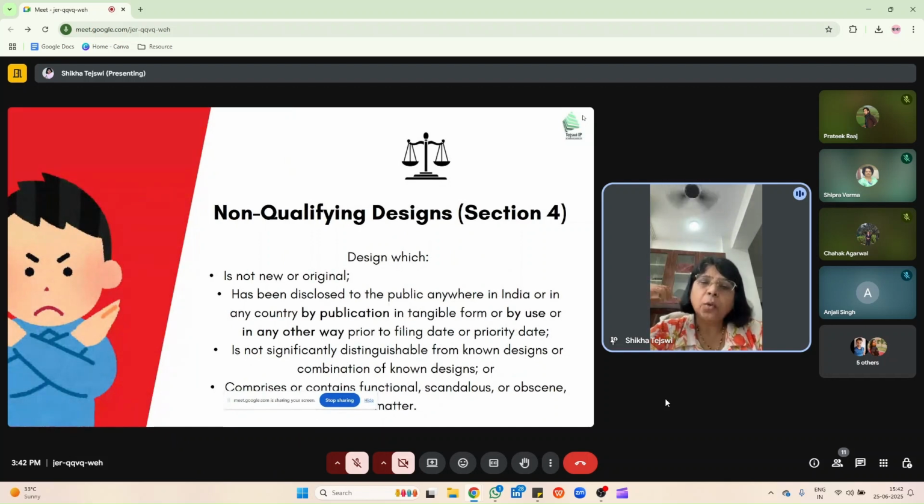Now, what are not designs? What cannot be qualified as a design? This is mentioned in section 4. I have just picked the very important sections of the Design Act.